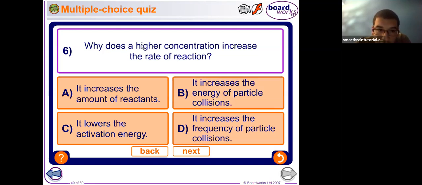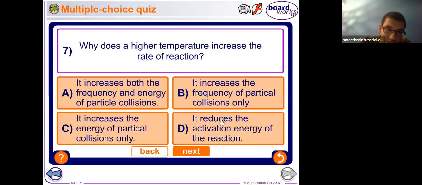But it's asking why a higher concentration... will not change the energy of particles. Oh, concentration. D. Yes, D. It increases the frequency of particle collisions.